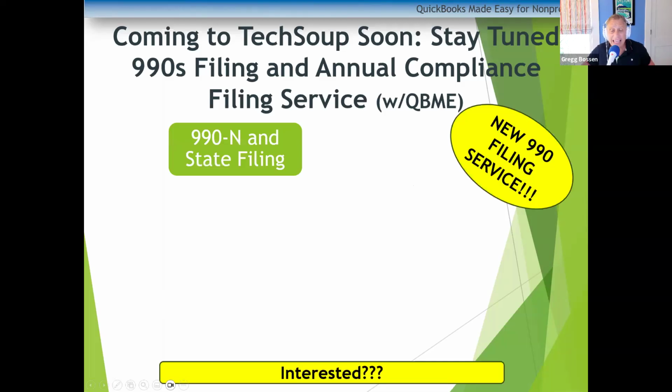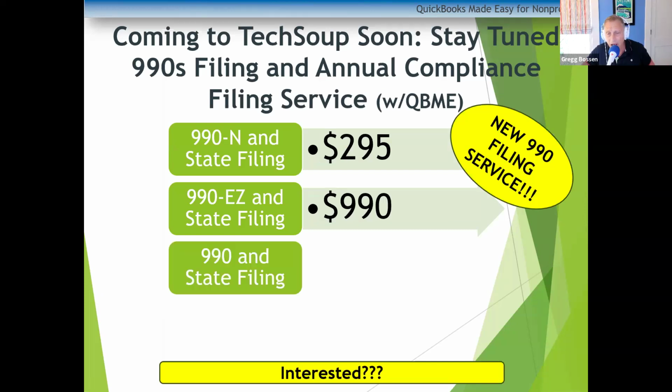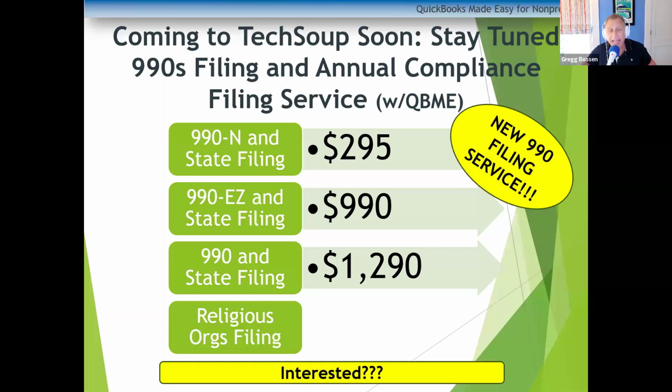The 990N and state filing is going to cost $295 at the TechSoup website. The 990EZ and state filing is going to cost $990. The 990 and state filing is going to cost $1,290. So we're doing the returns. We're filing them, not only the federal, but the state as well. And if you're a religious organization, you don't have to do the 990, but you still have to do the state compliance filing, and that's going to be $295.